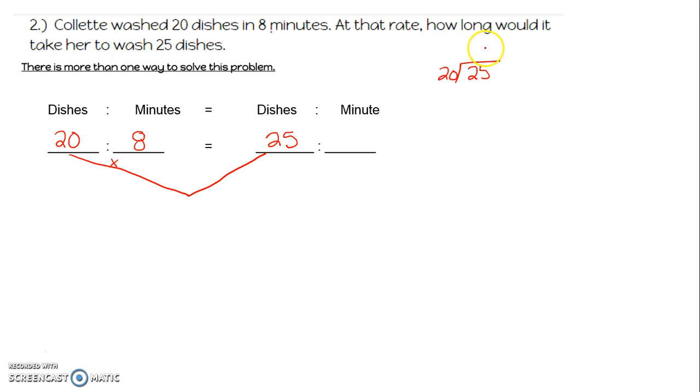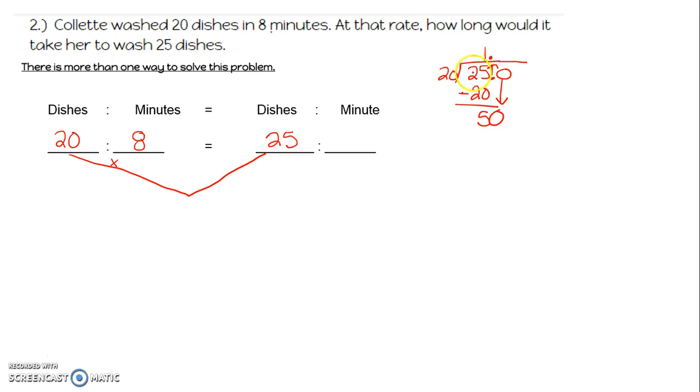20 goes into 25 one whole time, so I put that 1 right above the 5. I'll put a decimal point after my 25. 1 times 20 is 20. Subtracting off 25 minus 20, we have 5 left over. If I bring up that decimal point, I include a 0 after the decimal point. Then I drag that 0 down.